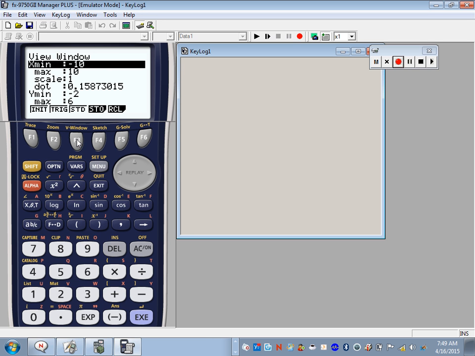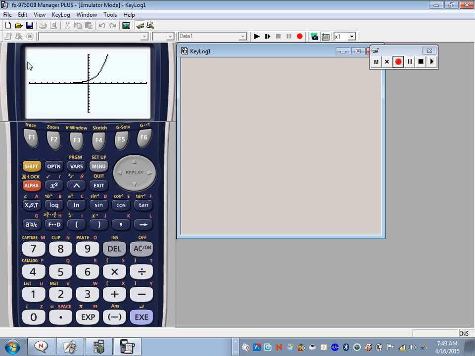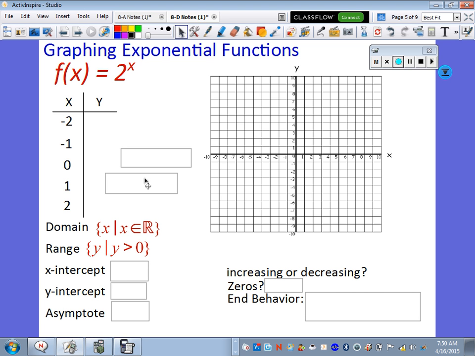So there you see. What you're seeing here is your horizontal asymptote, and the graph is going through certain points. That's what the graph looks like. This is an increasing function. What you should notice is that the domain is all real numbers. Your range is going to be y is greater than 0 because it's above the x-axis. You can see that.